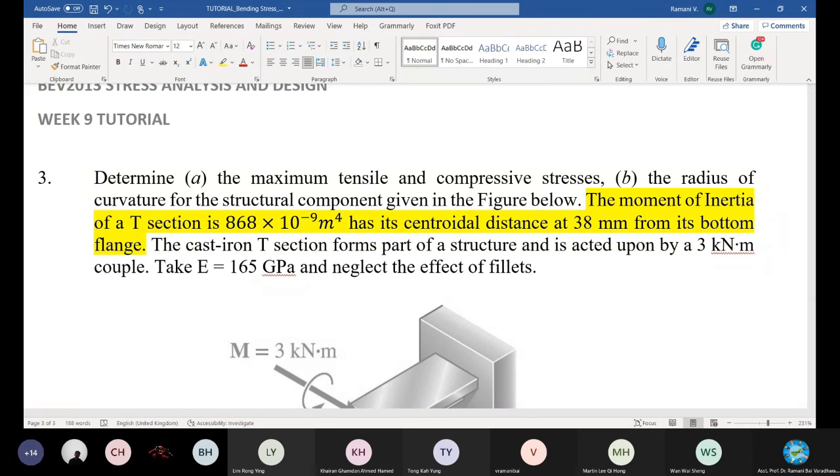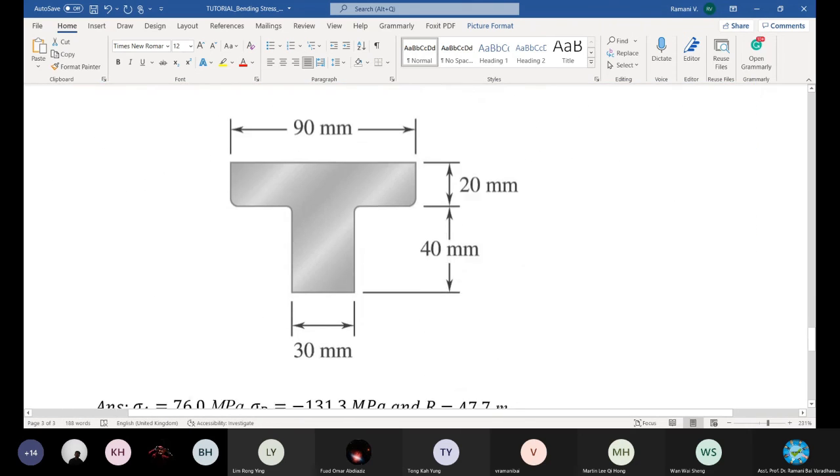Determine the maximum tensile and compressive stress. The moment of inertia of a T section is 868 times 10 to the power negative 9 meter power 4, and it has its centroid distance at 38 millimeters from its bottom flange. Okay, stop. Thank you. See here, it is clearly written as the centroidal distance. Centroidal distance from the bottom flange is given already. That means your y bar is given already, right?